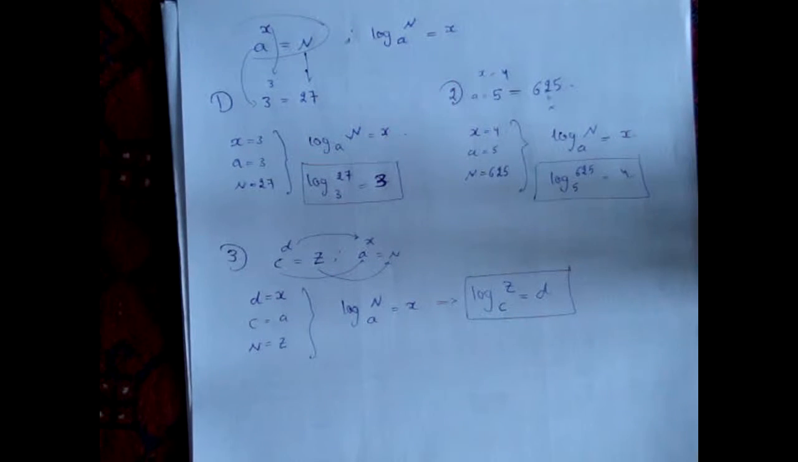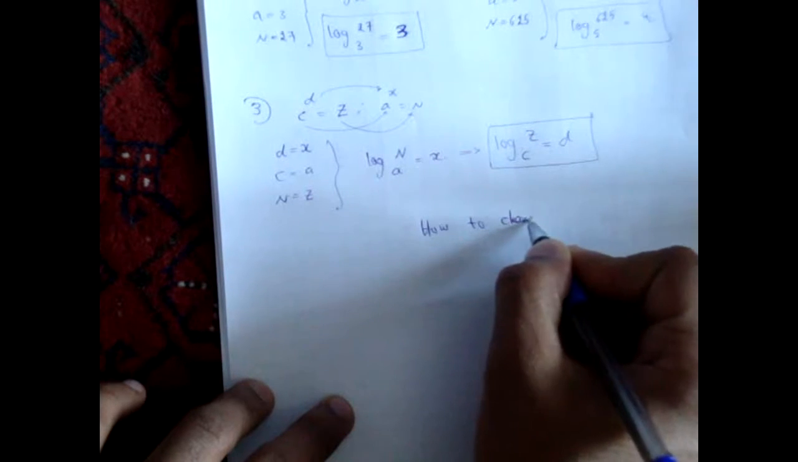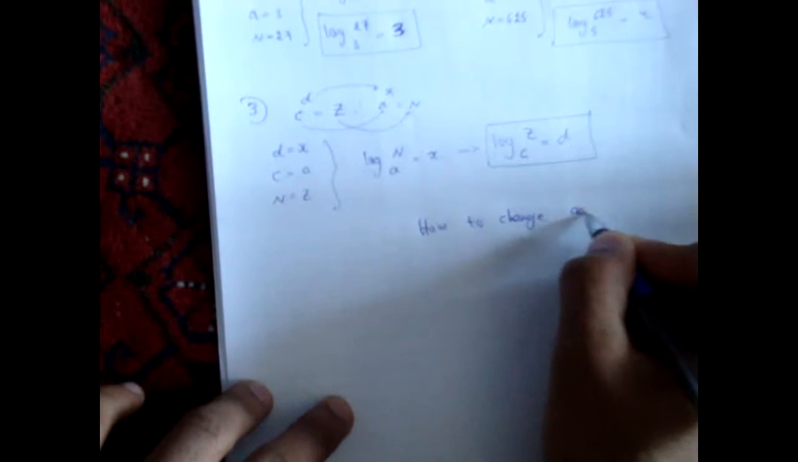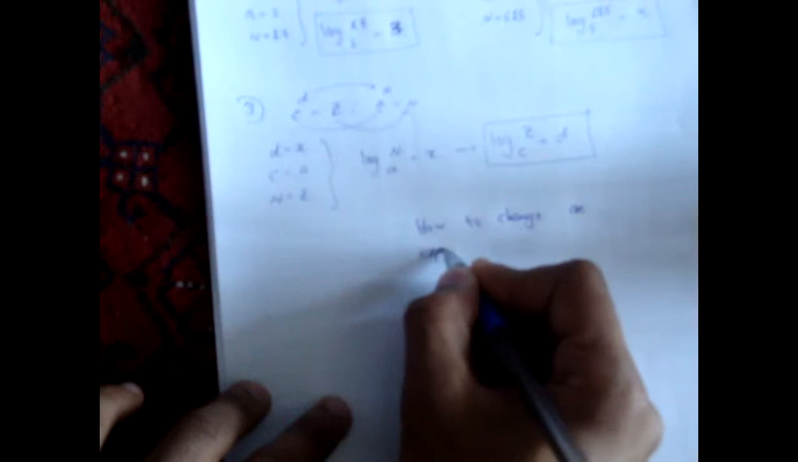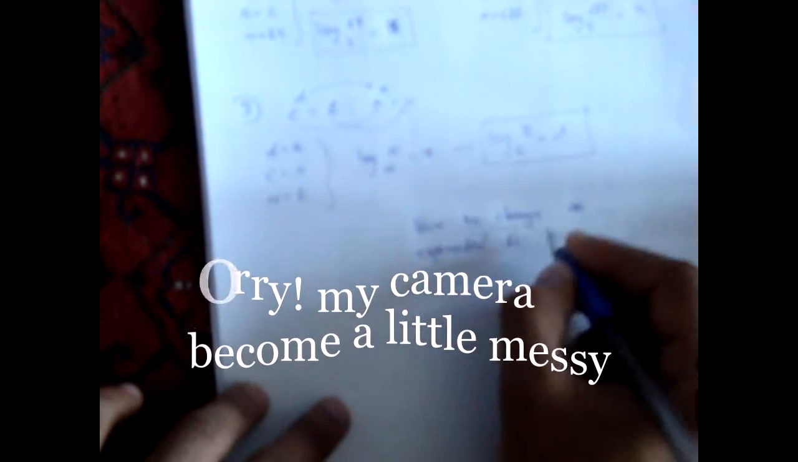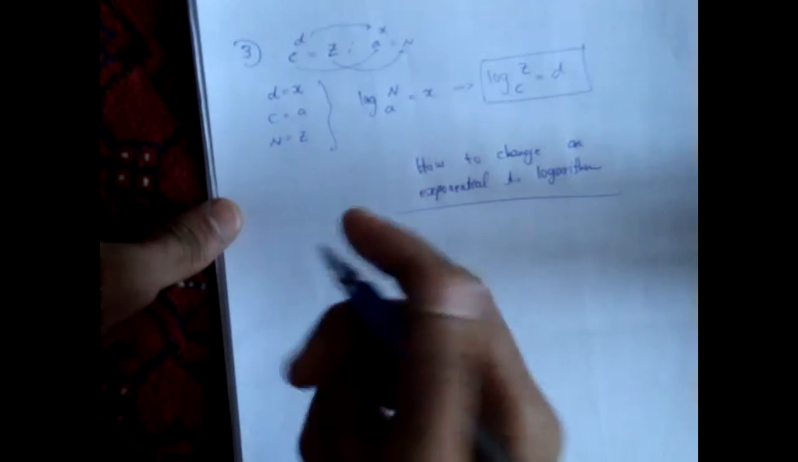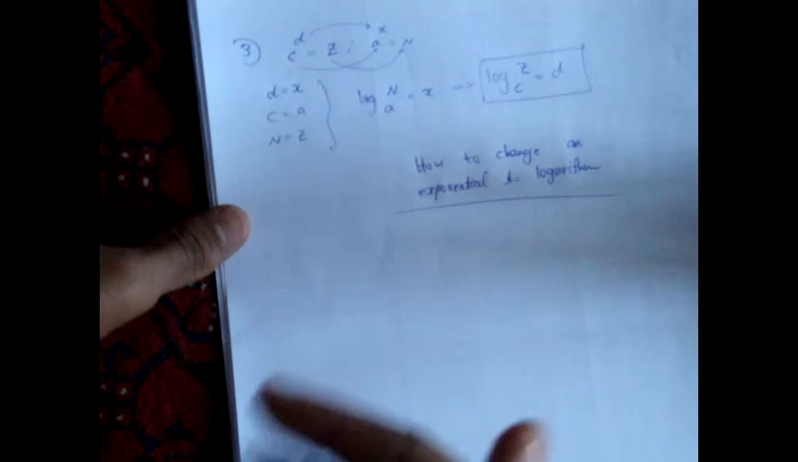So the question remains is how can I change a logarithmic form to an exponential form? This is pretty easy. I'm gonna show you guys in a second how you guys can do it. So how to change a logarithm to exponential. So it's very easy. I'm gonna write some examples. You guys will know it.